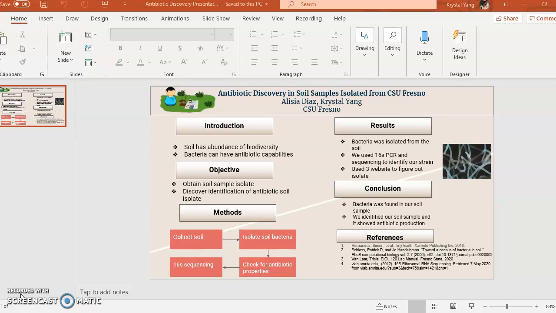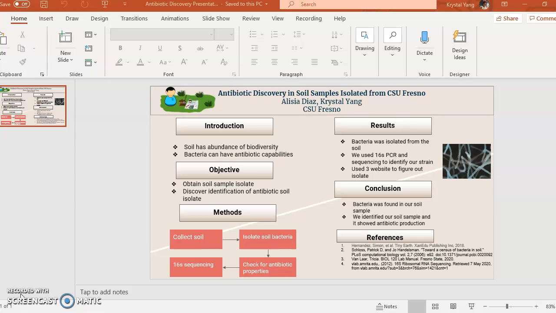Antibiotics are selectively toxic to bacteria, which implies that either they selectively enter bacterial cells or do not recognize a molecular target in eukaryotic cells. Bacteria may acquire resistance through random mutation in a normal gene or a pre-existing resistance gene from another bacterium, mostly by conjugation. Objective is to obtain a soil sample isolate and to discover identification of antibiotic soil isolate.